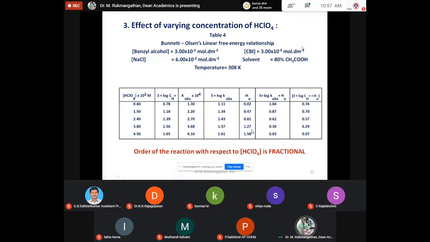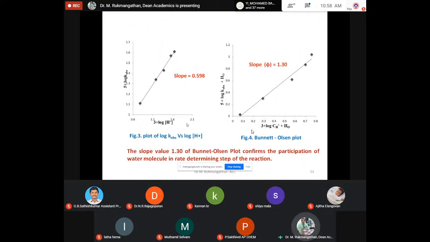And we kept the concentration of all other reactants constant. Here also, this is the K observed value. For each and every perchloric acid strength, we have listed out the K observed value. Here you can see, when the concentration of perchloric acid increases, the reaction rate also increases. But whether it is first order dependence or fractional dependence, we have to find out. For that purpose, we have plotted a graph.